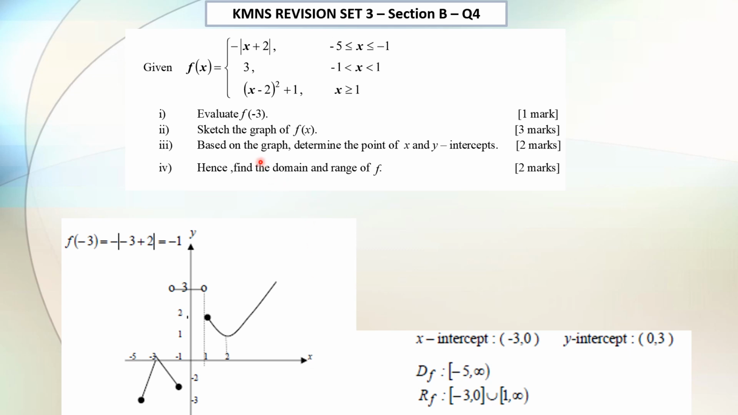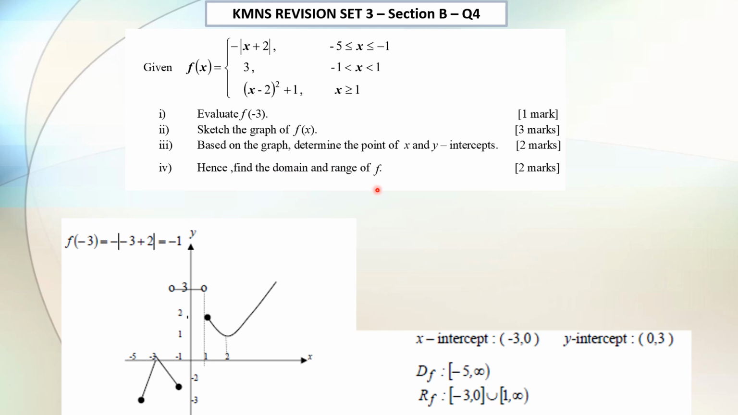And then it says based on the graph, determine the x and y intercepts. So it asks you for the point, so you must give it in coordinate form x and y. The x-intercept is (-3, 0) here, and the y-intercept is (0, 3), it's here. So x-intercept is the pintasan x, y-intercept is the pintasan y. So this is also an easy question.